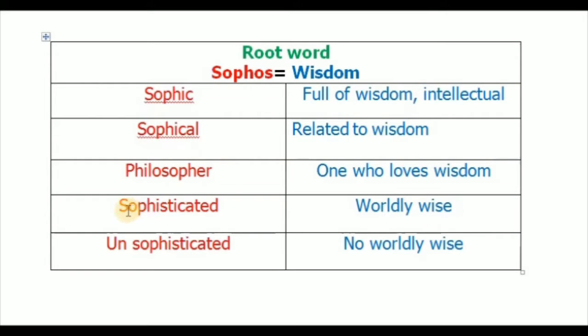Next word, sophisticated, which means experienced, worldly wise. The environment is very sophisticated in our office. Next word, unsophisticated, not worldly wise. The environment in my college was unsophisticated because of the bad stuff.